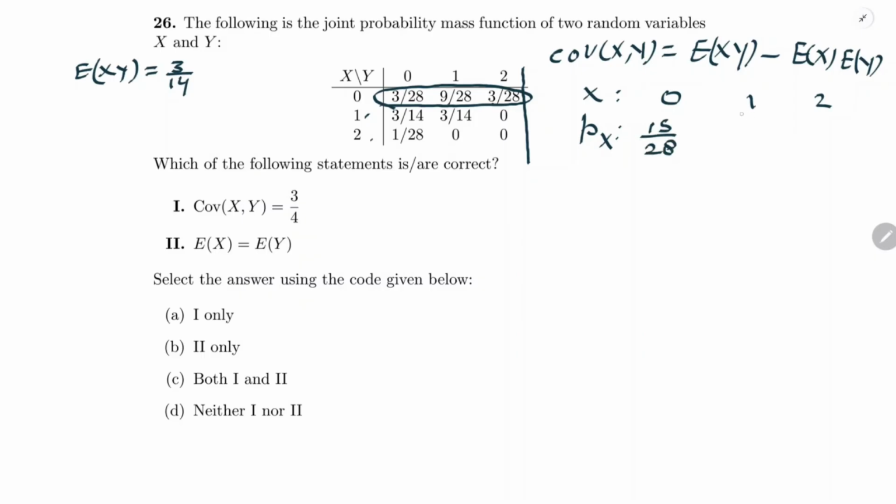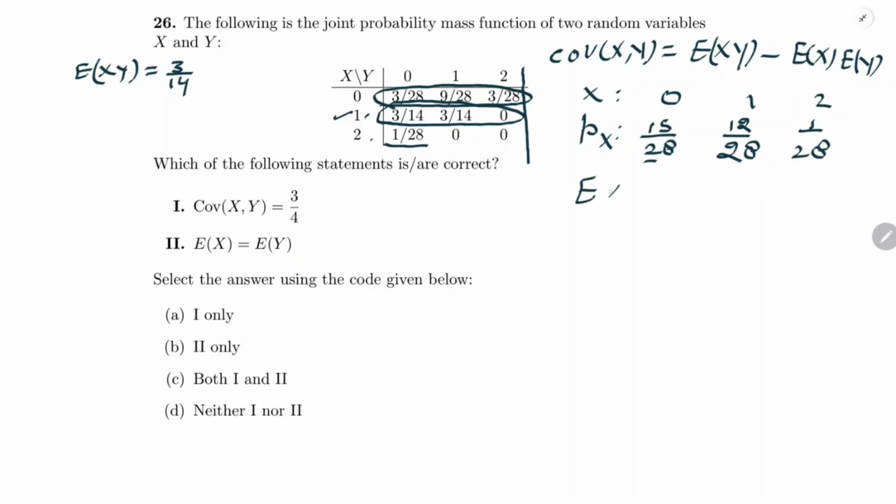Then for 1, we have to take the sum of this second row. That will give us 6 upon 14. So to make the denominator same, we can multiply with 2 in numerator and denominator both. So we will get 12 upon 28. For x equals 2, the probability will be 1 upon 28.